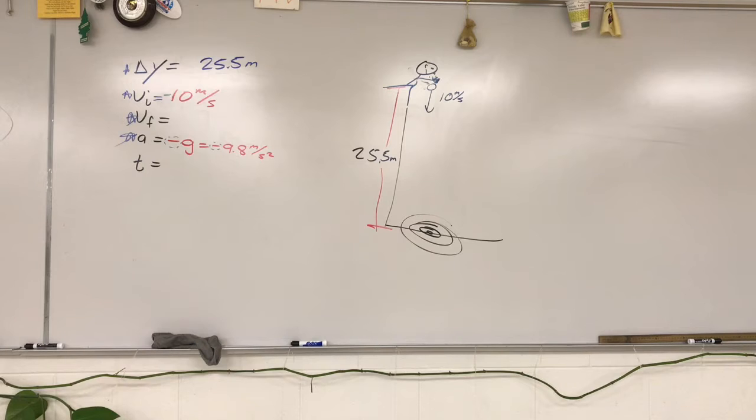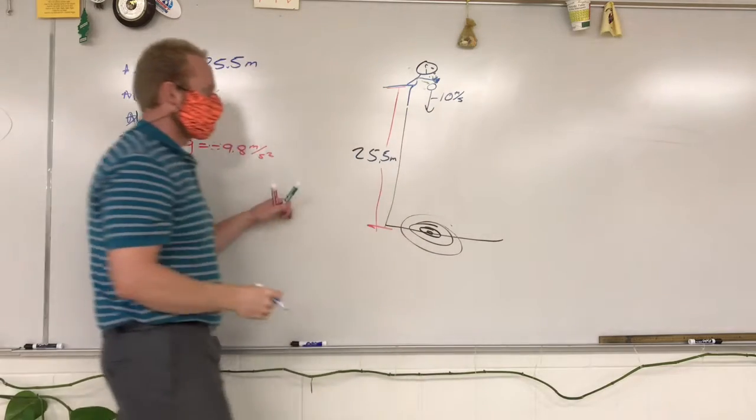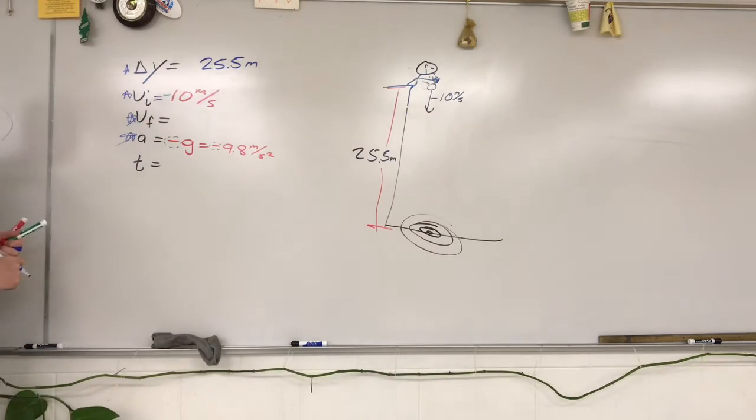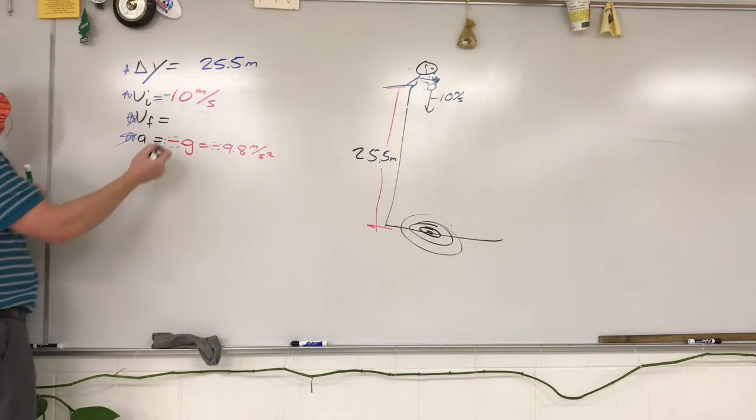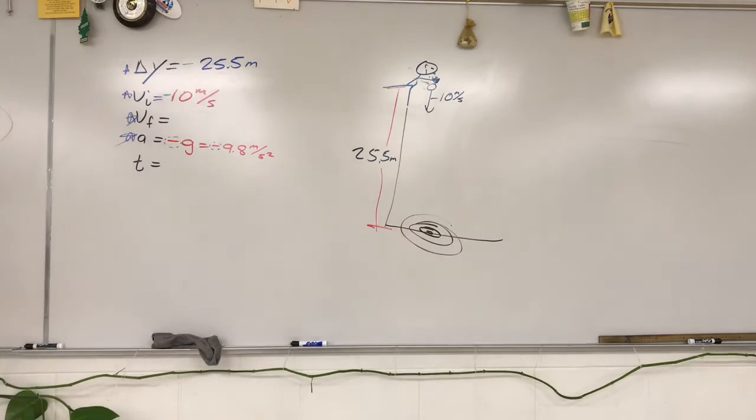That must be a negative 10, right? It has to be down, because we throw the ball down at 10 meters per second, so this has to be negative 10 meters per second. And this must be negative 25.5 meters, because the ball is going to go down 25.5 meters. Now the question is asked: how fast, how far, how long? How fast is it going when it hits the ground?